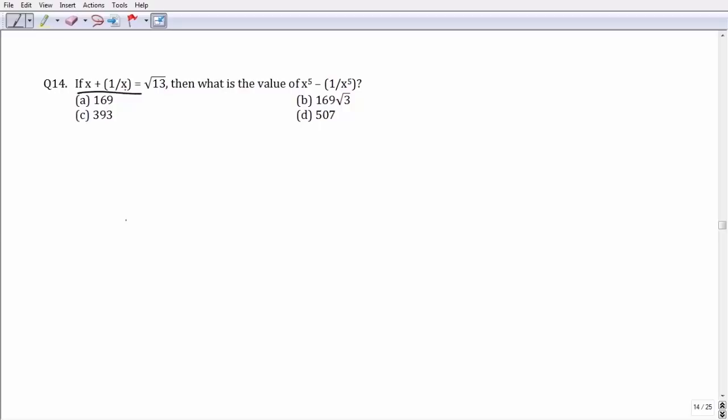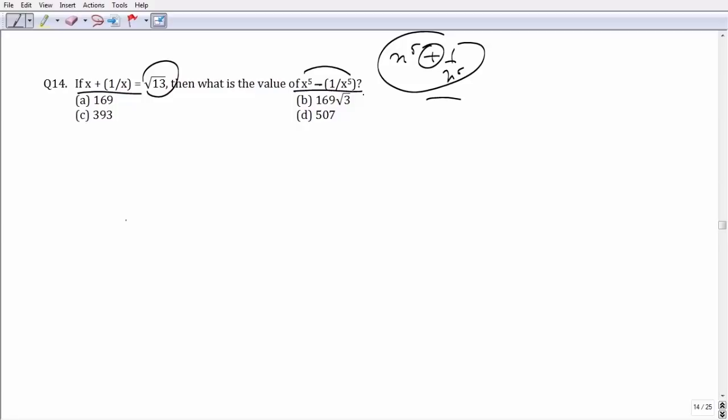In this we have the value of x plus 1 by x equals root 13, and we have to find out the value of x to the power 5 minus 1 by x to the power 5. Now, talking about the situation, if it would have been x to the power 5 plus 1 by x to the power 5, we had a simple equation for that and we could have solved it very easily. But since instead of this plus there is a negative, we have to be cautious.